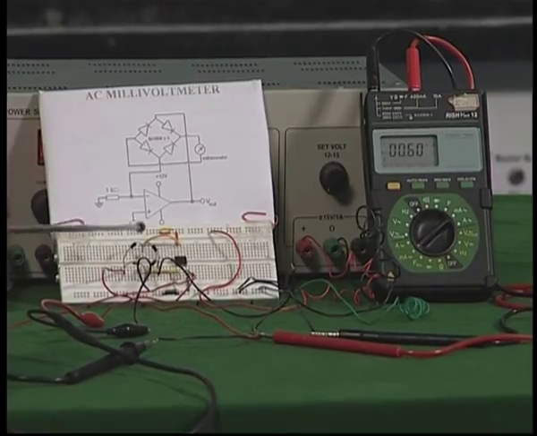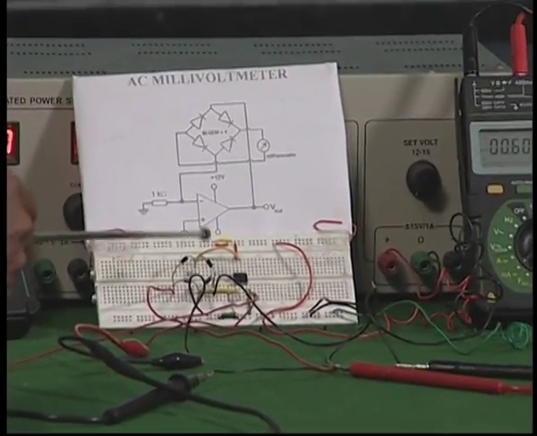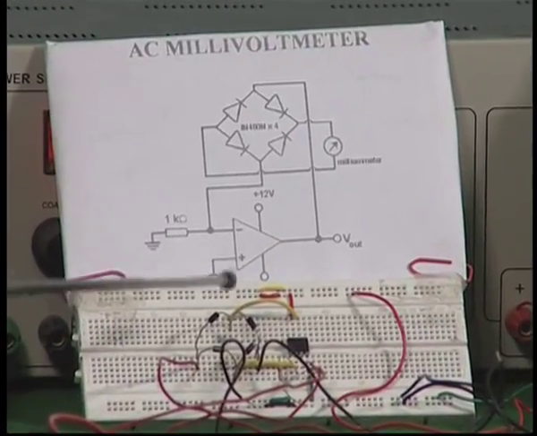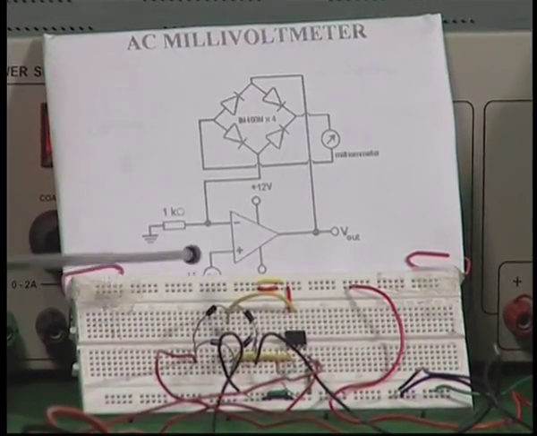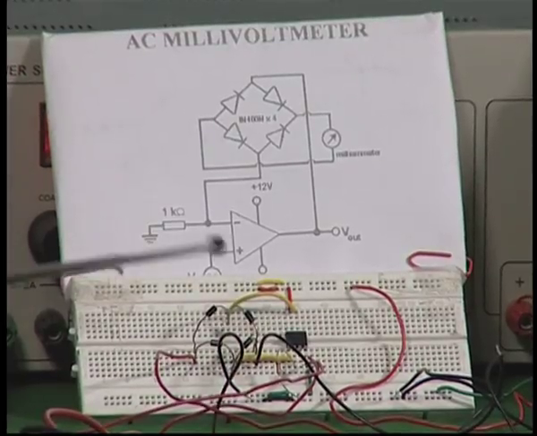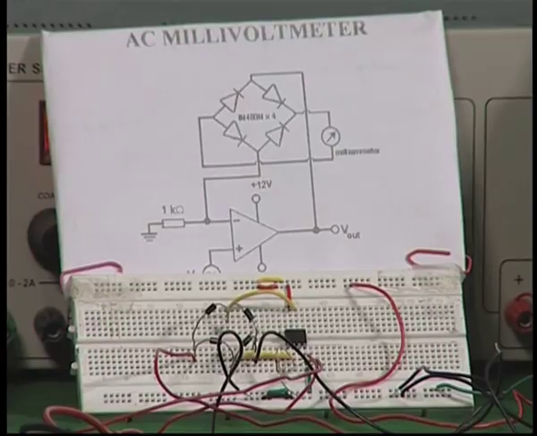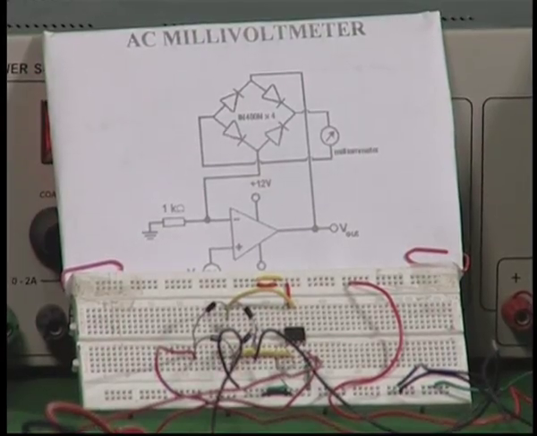But if you slightly improve the performance by adjusting the offset and things like that, you can get a very reliable performance of your AC millivolt meter, and it will be very inexpensive, and you can make it in a very easy method.